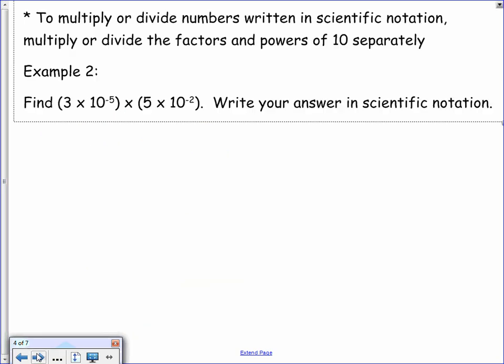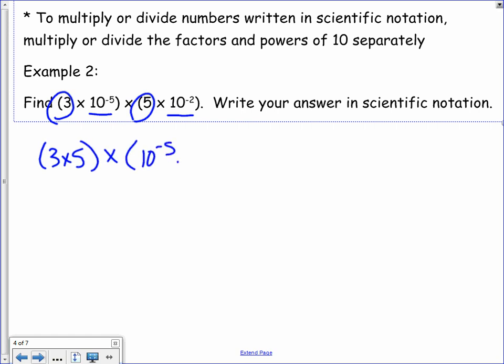All right. Now, when we're multiplying or dividing numbers written in scientific notation, we have to multiply or divide the factors and powers of 10 separately. So now when we multiply or divide, we no longer need to worry about the powers of 10 being the same. It's okay if they're not the same because we're going to multiply or divide them separately. So we look at our factors. We have 3 times 5, and then our powers of 10, 10 to the negative 5 and 10 to the negative 2. 3 times 5 is 15 times 10 to the negative 5 times 10 to the negative 2.